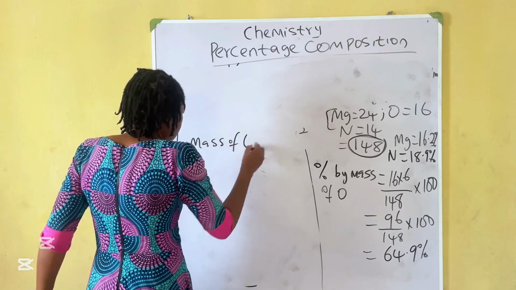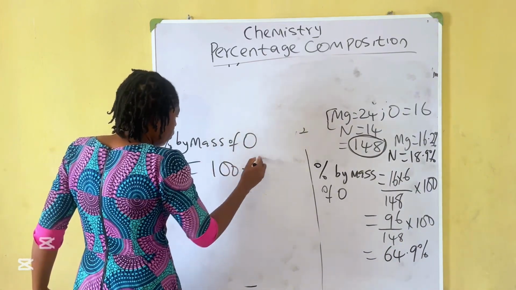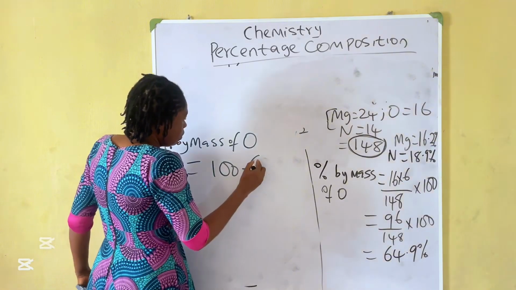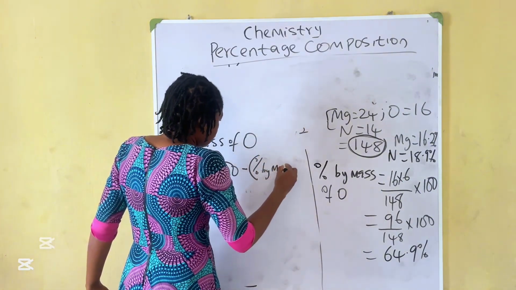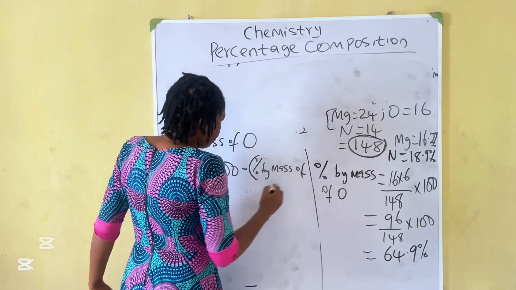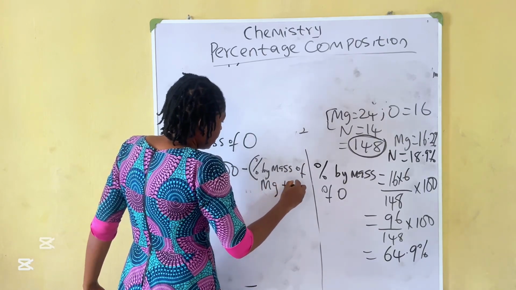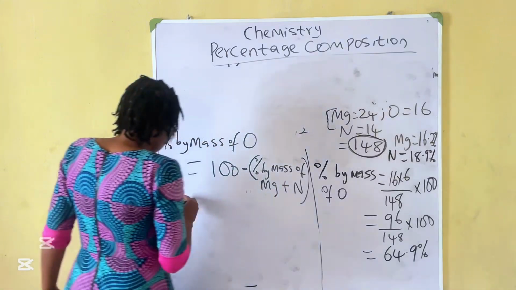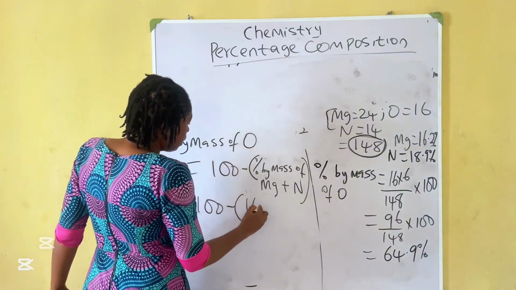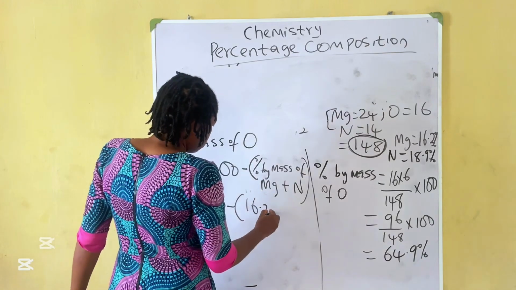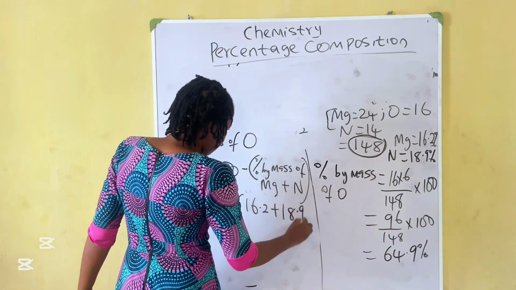So percentage by mass of oxygen is equal to 100 minus percentage by mass of magnesium plus nitrogen. So it will now be 100 minus 16.2 plus 18.9.